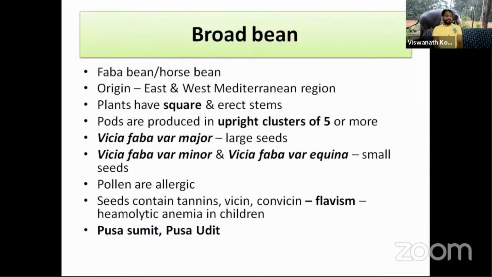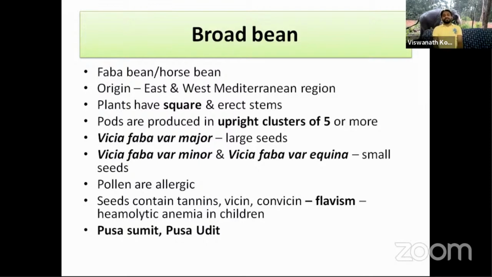So broad bean is also known as faba bean or horse bean. It originated in the east and western Mediterranean regions. The plants have square and erect stems. The stem is square, not round. Square-shaped stems are present in broad bean. And the pods are also upright, in clusters of 5 or more. They are not pendant type pods, the pods are upright. They grow towards the sky.